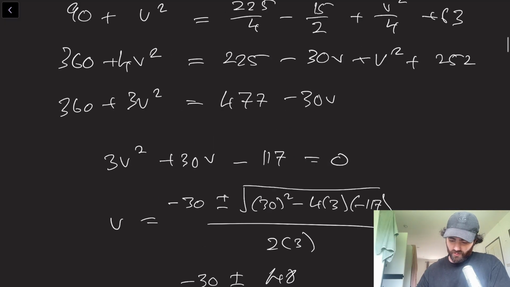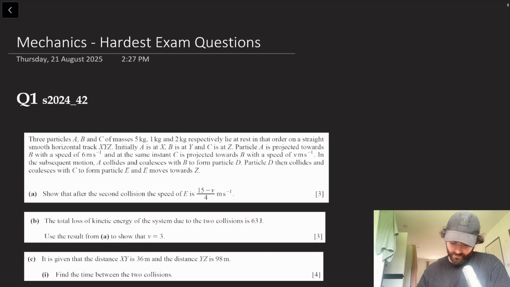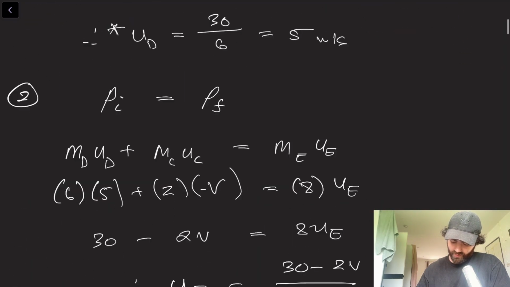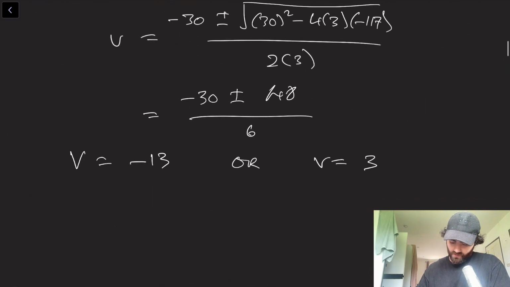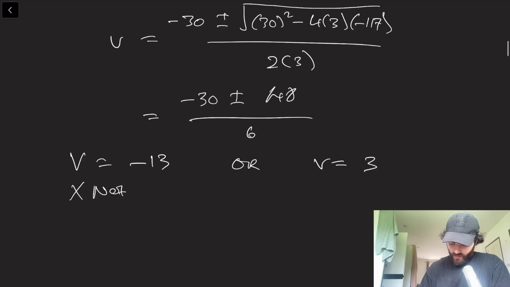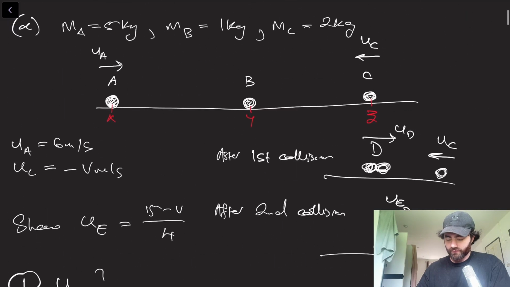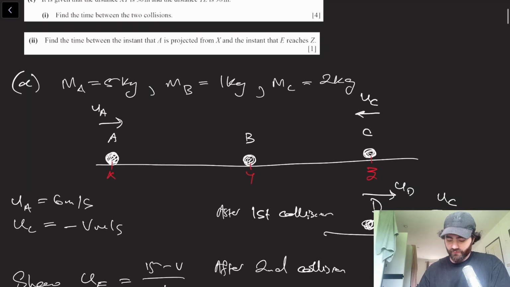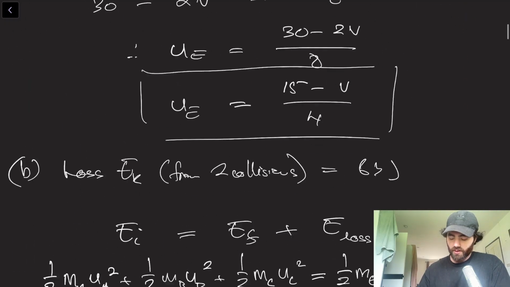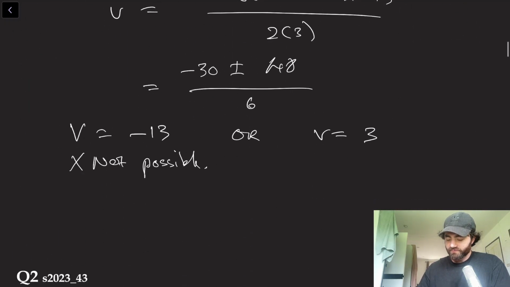Okay, and what did they want us to show? They wanted us to show 3, right? Which we have done. And this first one is not possible because we've said U of E is negative V. So if this is negative V, then it should be -3, which means it's moving in this direction. If it was negative, that means it would be positive and moving in this direction, which just can't happen. Just can't happen, right? Okay.